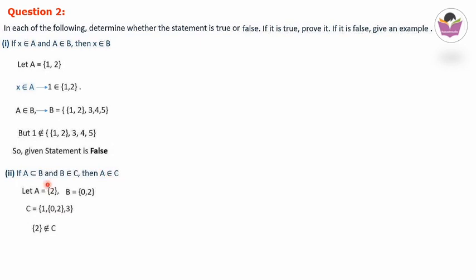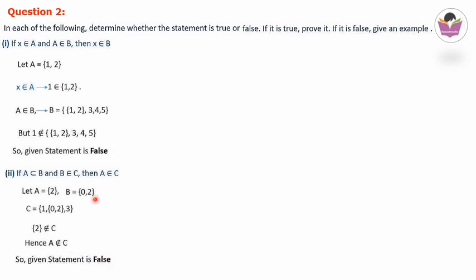What is A? Set {2}. Set {2} is clearly not inside of this set C. So set {2} is not an element of C. So hence A is not an element of C. What is A? A is set {2}. So A is not an element of C. So the given statement is false.